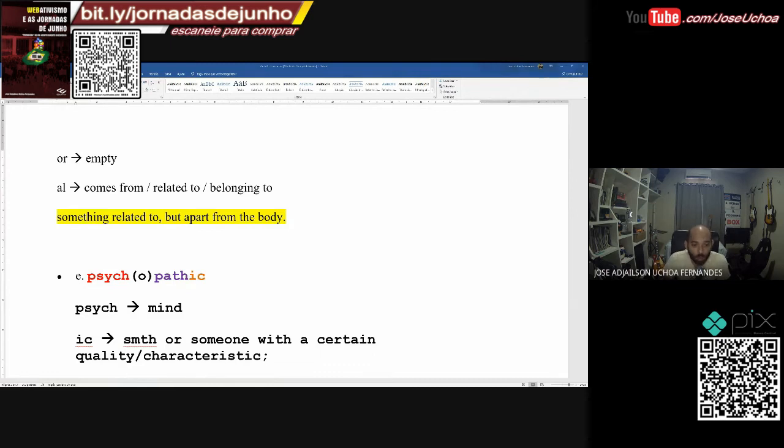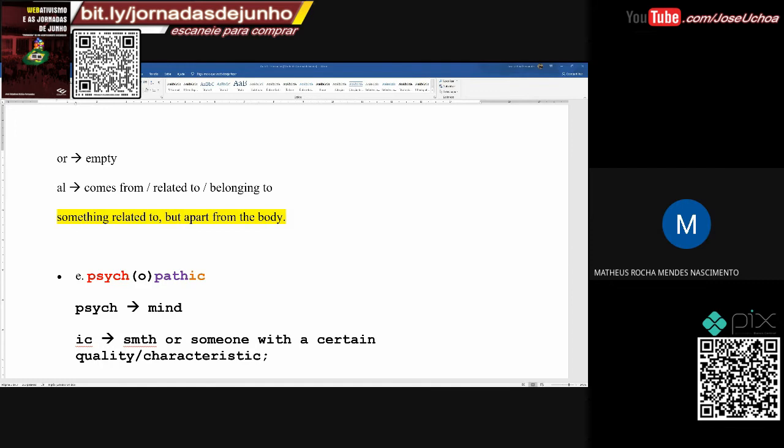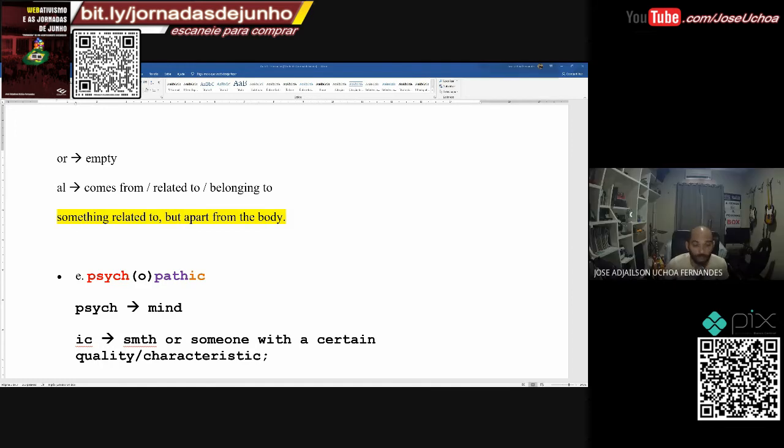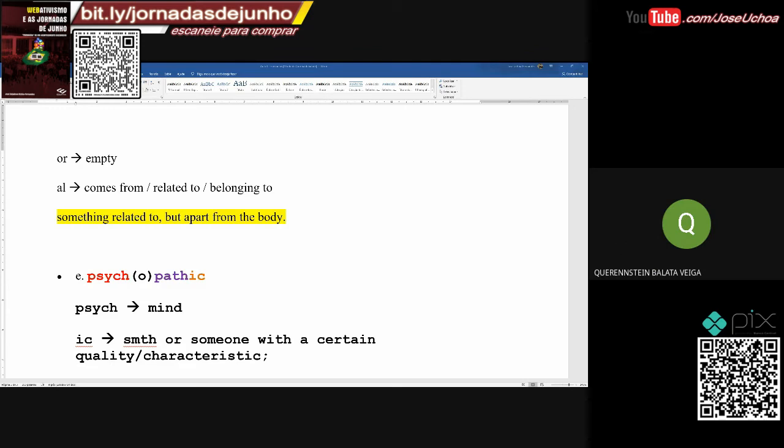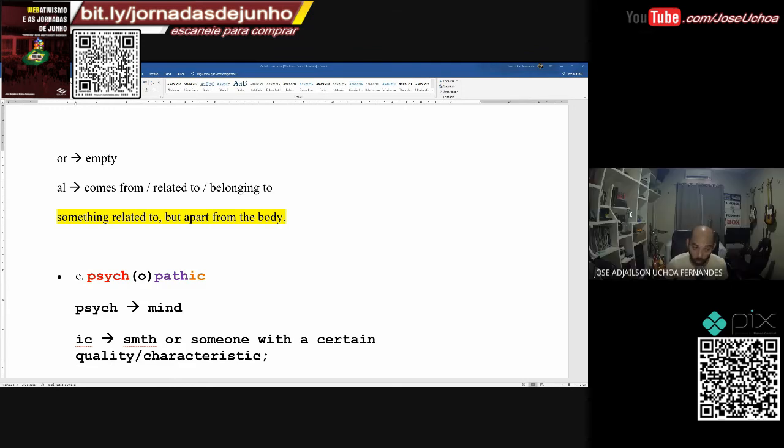O que vocês acham? I can't think. Dá para dividir ou é um morfema por si? I can't divide it. Você consegue pensar uma palavra que tenha esse morfema aí? Path. Pathetic. Pathetic, good, pathetic.